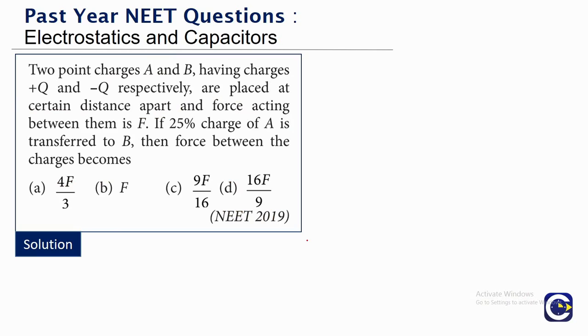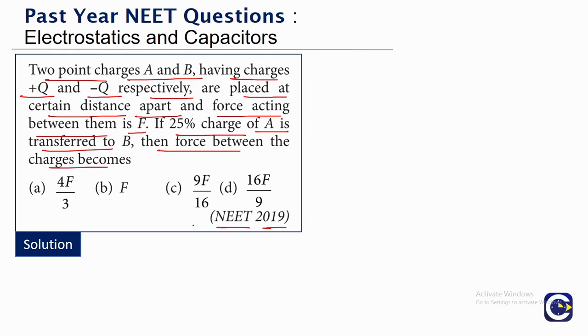This is a question based on the force formula. This has come again in the NEET 2019. 2 point charges A and B having charges plus Q and minus Q respectively are placed at a certain distance apart. Means they are not even telling us what the distance is. And the force acting between them is F. Force means the magnitude of the force. What is it? F. If 25% of the charge of A is transferred to B, then the force between them becomes how much?